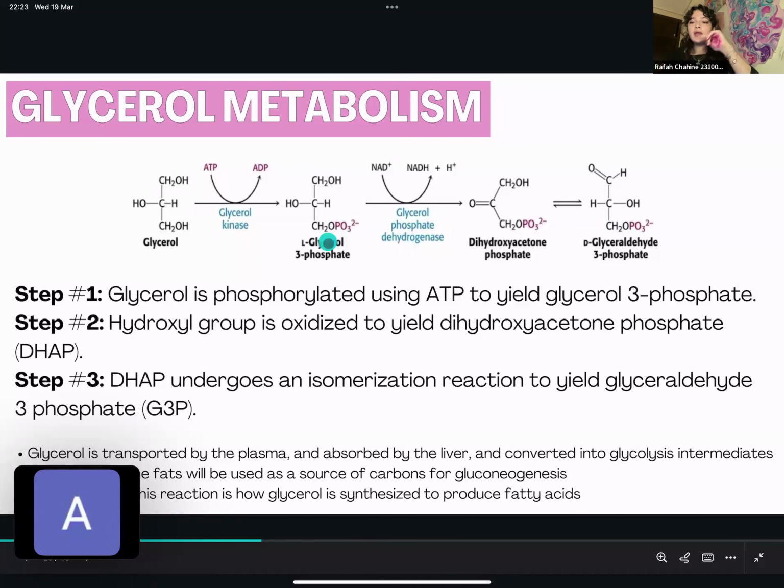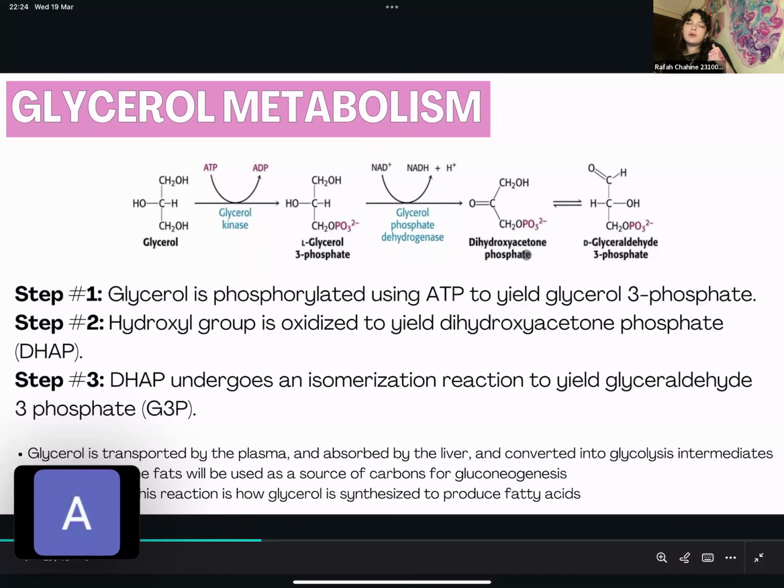Okay, so now we get this glycerol 3-phosphate, and I'm going to use the help of glycerol phosphate dehydrogenase to oxidize it. I'm taking away the hydrogens, and I'm going to be reducing NAD into NADH and a free hydrogen. And then with that, we are going to get a dihydroxyacetone phosphate, which is otherwise known as a DHAP.